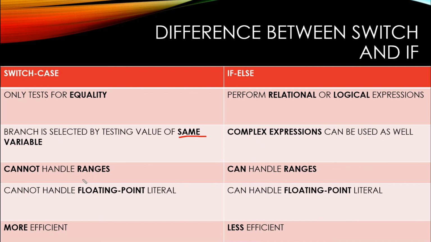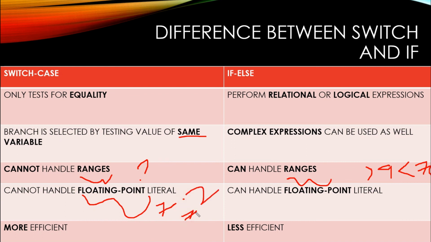We cannot handle ranges in switch case, but we can handle ranges in if-else. We can check whether a number is greater than 9 and whether it is less than 70 or not. We cannot do that in switch case. Switch case cannot handle floating point literals. I cannot check whether a number is equal to 7.3, but I can do it in if-else.